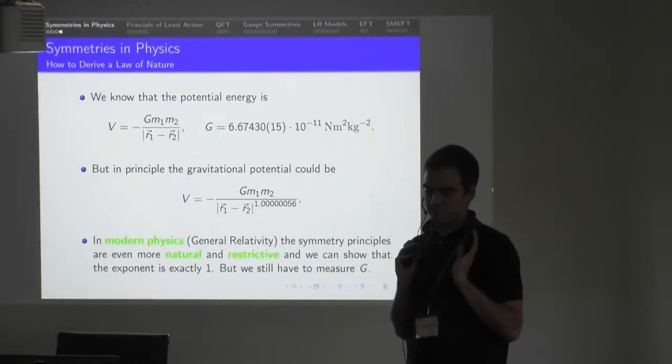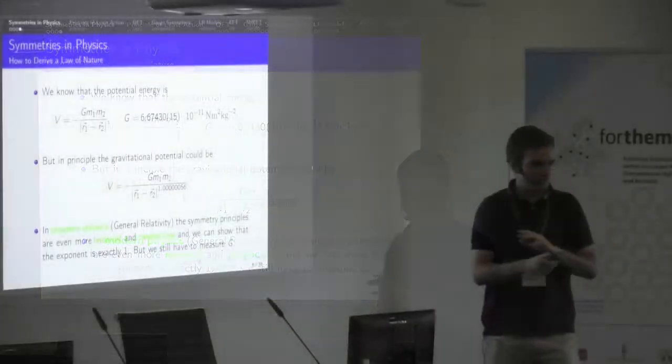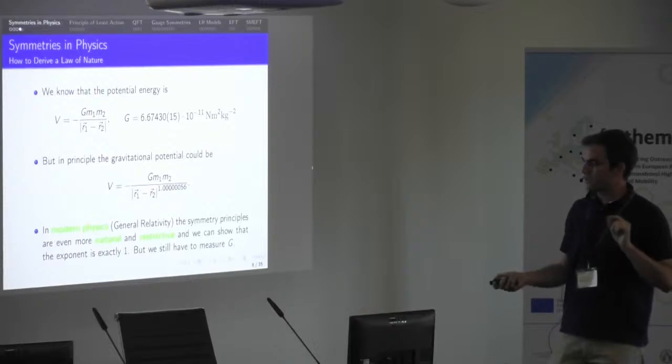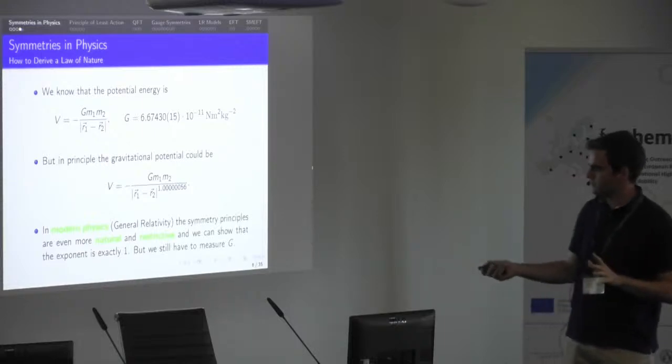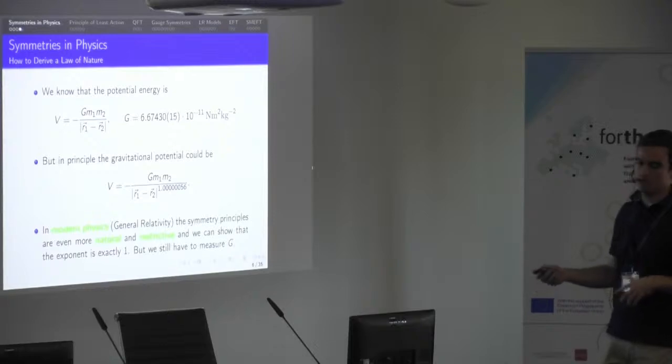It is the same, and it doesn't matter if I'm looking at the masses or not, or how I look at them. It is always the same. But this symmetry is very restrictive. We can show that this exponent has to be exactly 1, in a certain limit, but exactly 1. Nevertheless, we still have to measure the coupling constant G.